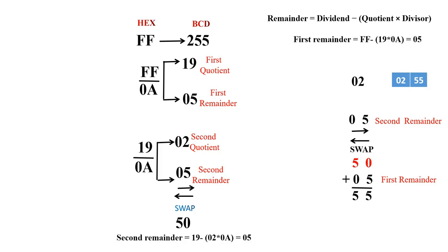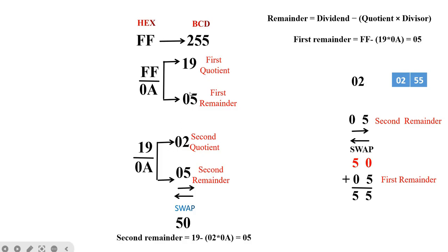So what is the logic here? You have to take the hexadecimal number, divide it by 0a, you get the first quotient and the first remainder. Now take the first quotient, divide it by 0a, and you get the second quotient and the second remainder. Now you have to take the second remainder, swap it, and to that you have to add the first remainder. So here this second quotient will be stored directly into the memory location as you got the digit directly.